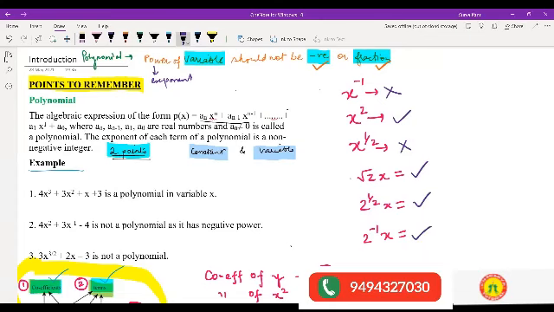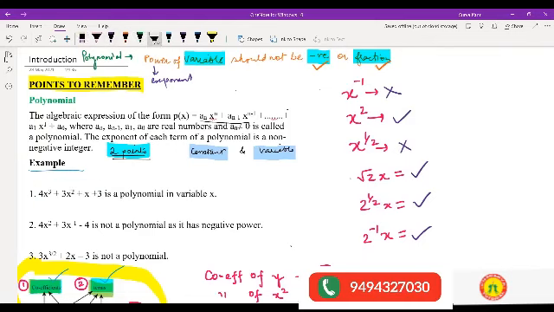Understood? So like this, we have to understand. Next, here is the example 4x to the power 3. This is a polynomial in variable x. Why is this a polynomial? Because all the powers are positive. This is the expression in which all the powers are positive, from here to here, till the last.